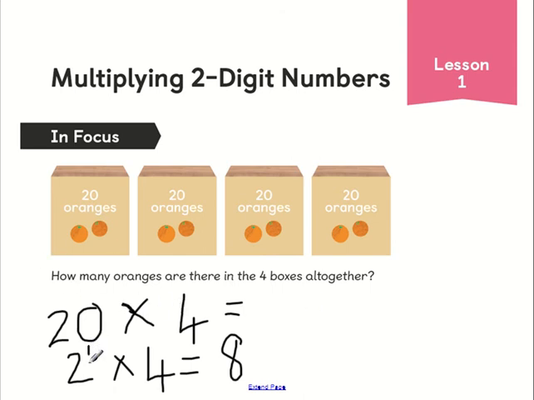Now how I did that when I worked out 2 times 4 is I divided 20 by 10 to get to 2. So I had 2 times 4 equals 8 because that made it a lot easier for me to work out. So now to work out the answer, I'm going to have to times my answer by 10 to work out 20 times 4. So 8 times 10 is 80. And that's the answer to how many oranges I have all together.